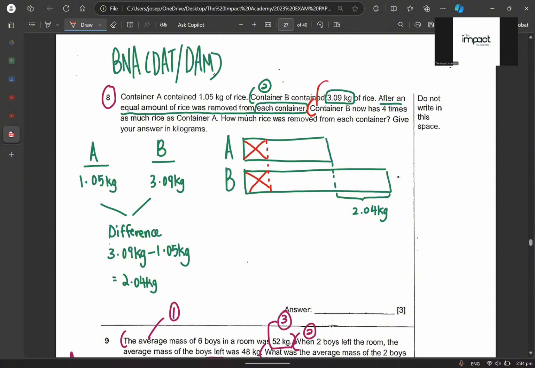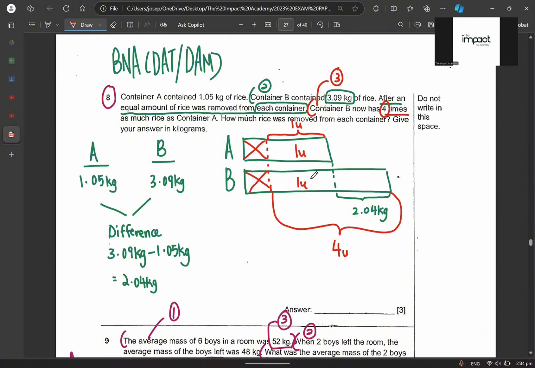All right. And sentence number 3 says what? Container B now has how many times? 4 times. That means to say container B is everything over here. Let me just be more specific. Everything over here is how many units? 4 units. And for container A, it's everything over here, which is 1 unit. So if this is 1 unit, mirror image down, this is also 1 unit.